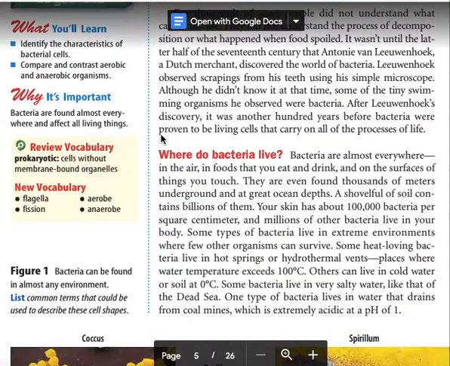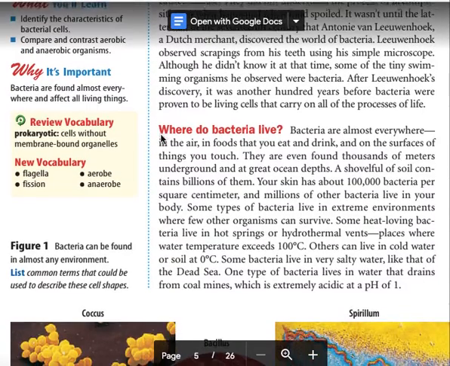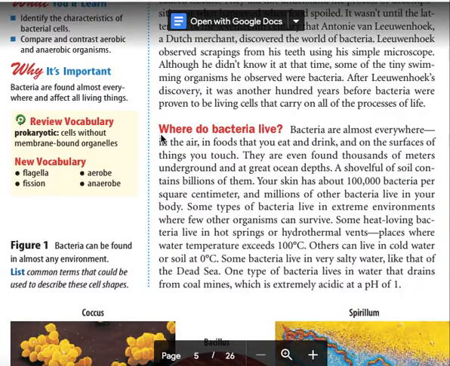Although he didn't know it at that time, some of the tiny swimming organisms he observed were bacteria. After Leeuwenhoek's discovery, it was another 100 years before bacteria were proven to be living cells that carry on all the processes of life.